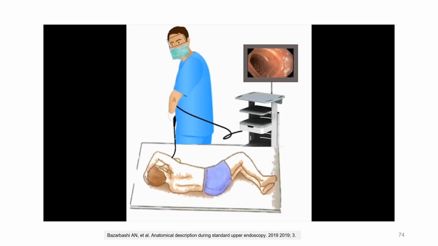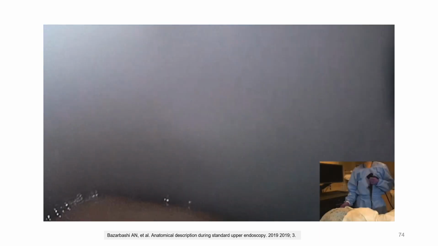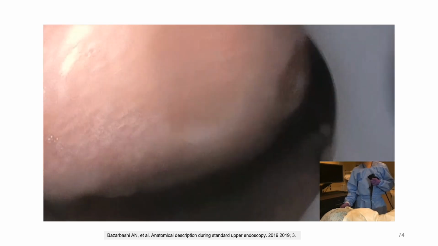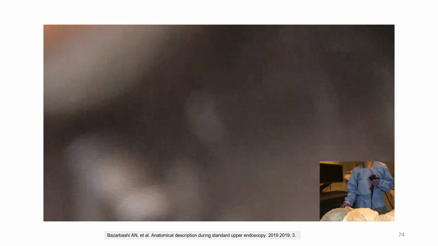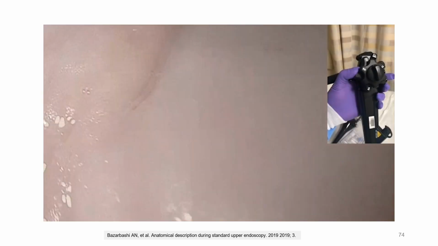Prior to the beginning of an upper endoscopy examination, a plastic bite block or mouthpiece should be inserted in the patient's mouth to avoid damage to the patient's teeth or the scope during the examination. Patient should be positioned recumbent in the left lateral decubitus position with the neck partially flexed. Once the patient is comfortably sedated, the endoscope is introduced into the mouth.